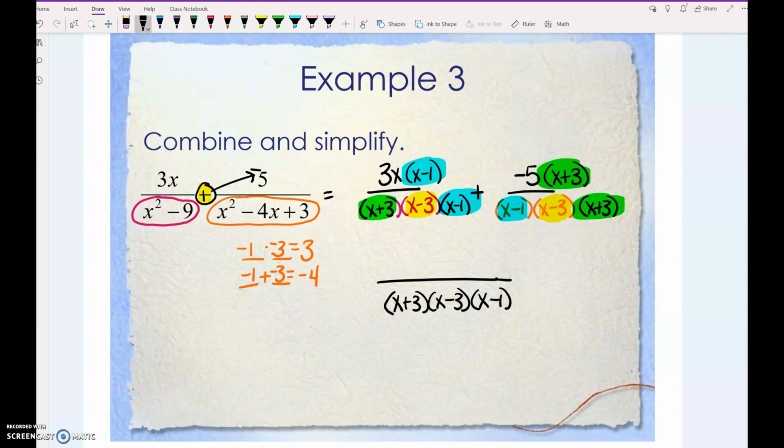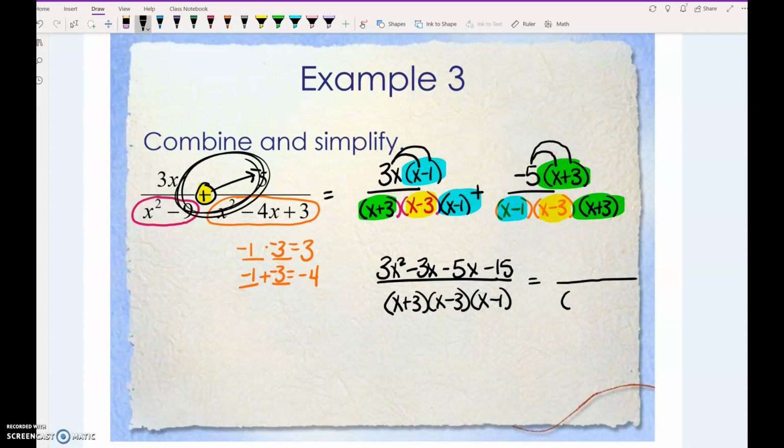On the top, we need to distribute and combine. 3x times x is 3x squared. 3x times negative 1 is negative 3x. Negative 5 times x is negative 5x. Negative 5 times 3 is negative 15. Do you notice we used that negative for both of those terms? If we had left this as subtraction, it would be really easy to forget about that negative, and then you'd lose a negative and have a wrong answer. So the step that we did here, where we changed it to plus a negative, saves you from losing a negative and getting something terribly wrong. So our common denominator is x plus 3, x minus 3, x minus 1. And if we combine our like terms, we've got 3x squared minus 8x minus 15.